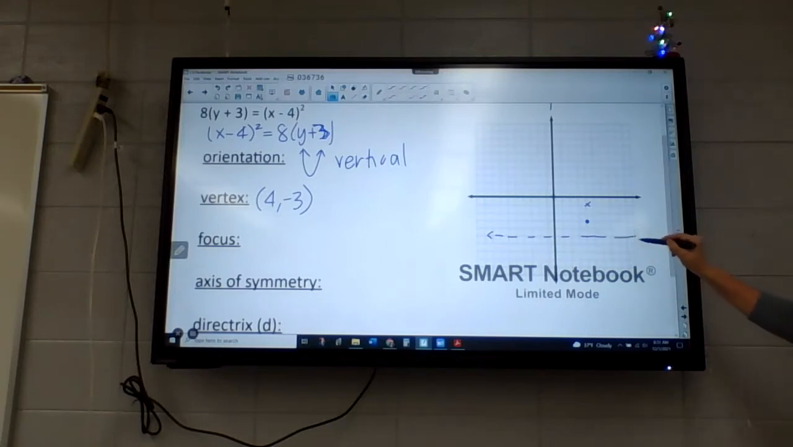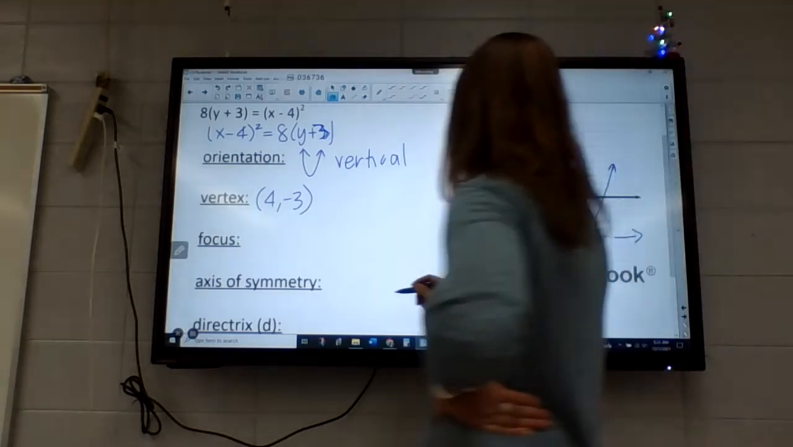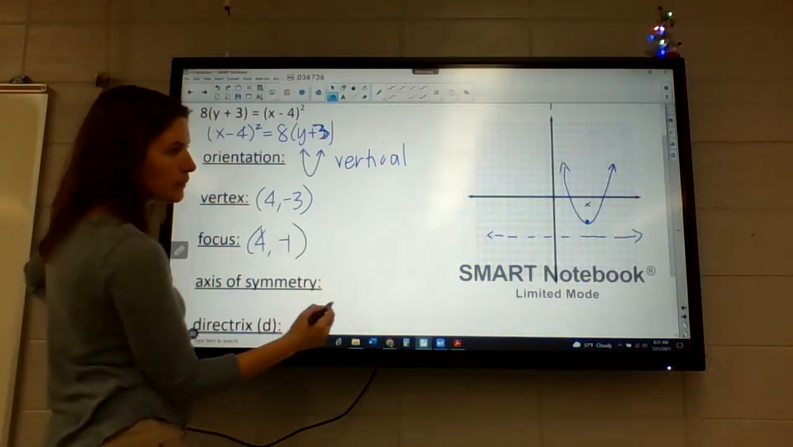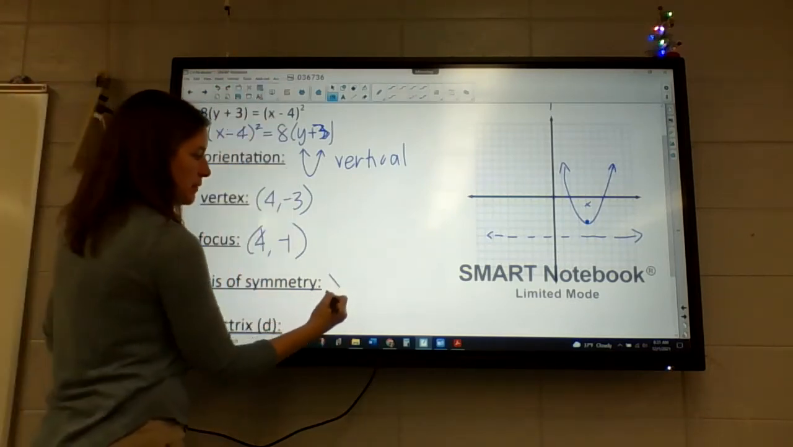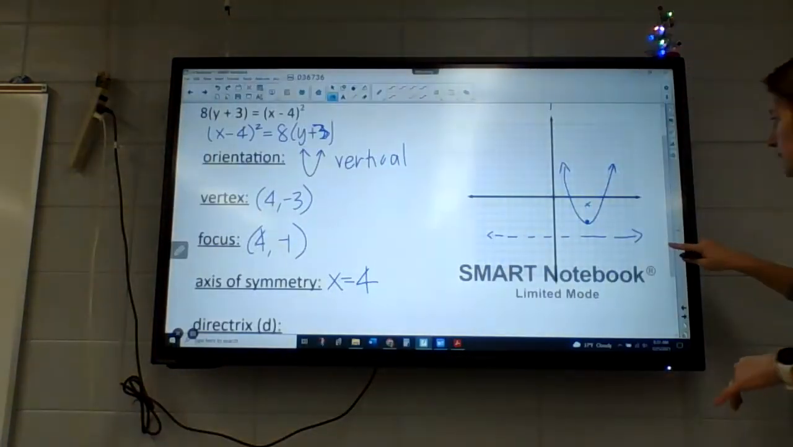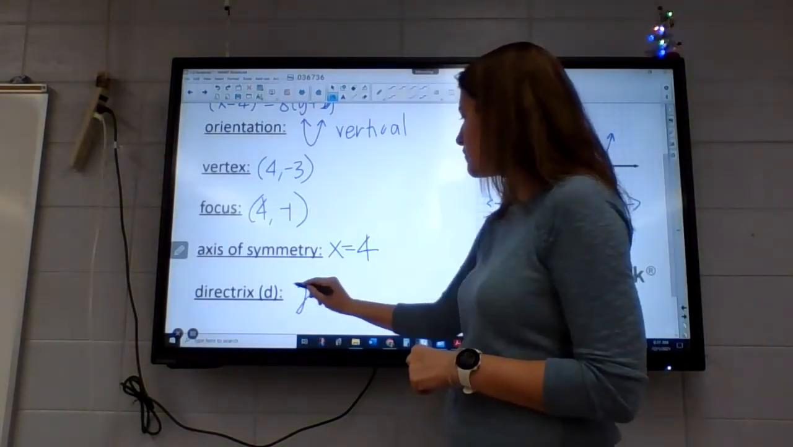And then again, for my directrix, I know it's going to be the same distance from the focus to both the directrix and the vertex. And again, the axis of symmetry just goes through the center. So that's going to be x equals 4. And the directrix is going to be y equals -5.